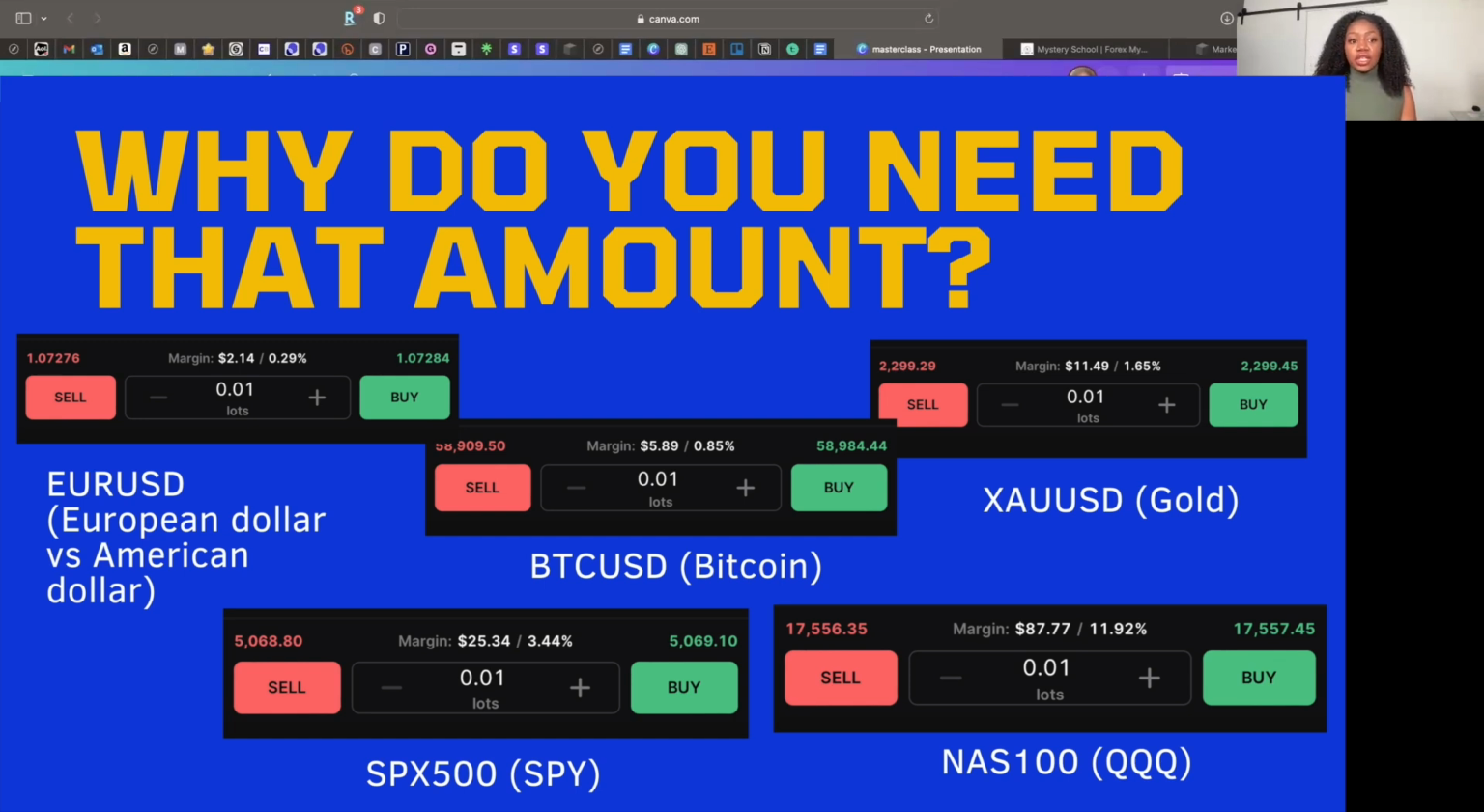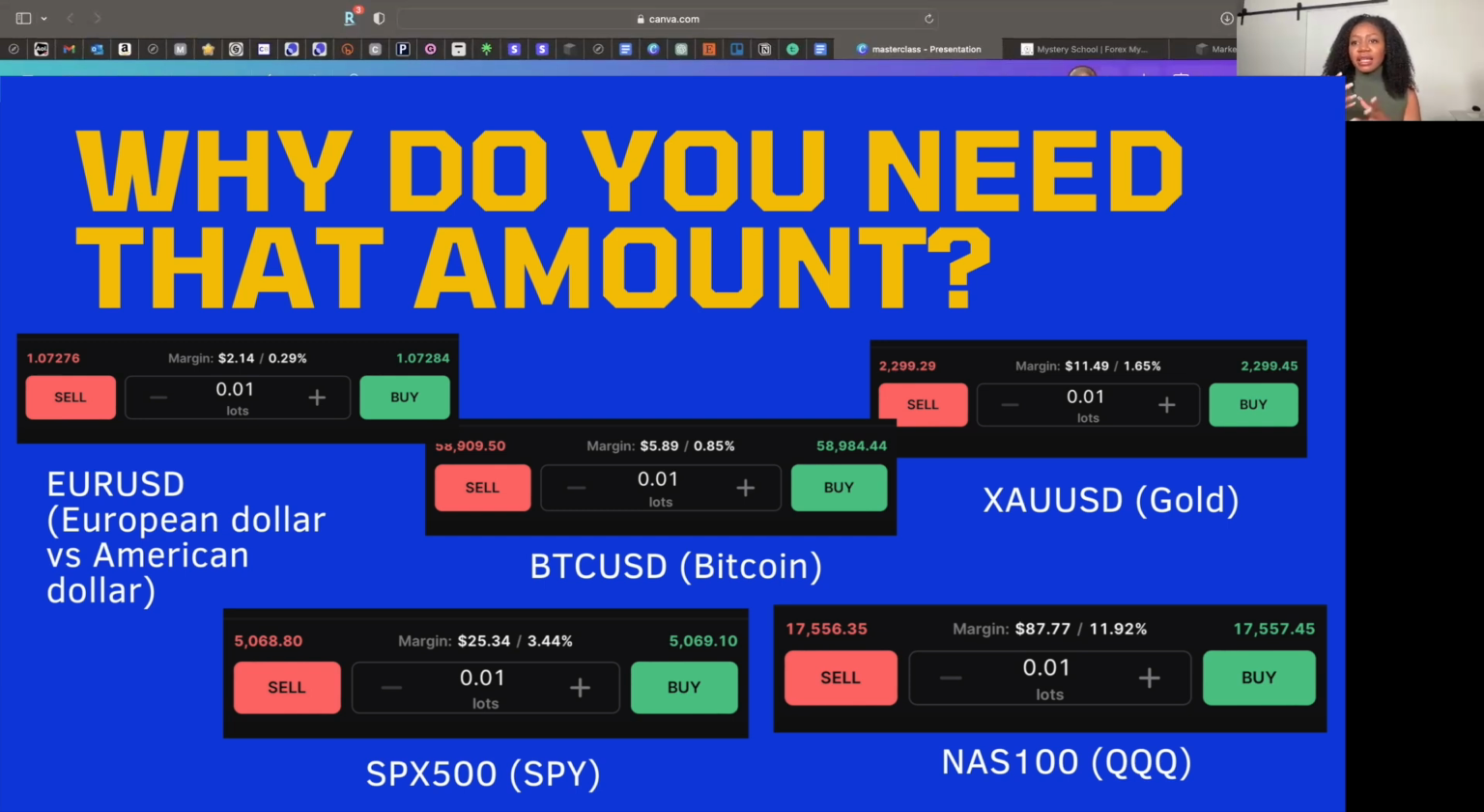So when we're looking at the Euro USD, which is the European dollar versus the American dollar, a very popular regular currency pair that a lot of people trade, it only costs $2.14 to purchase 0.01 lot size of that. So the lowest position you can get in is going to cost you $2. So you don't need a lot of money at all to start trading the regular currency pairs.